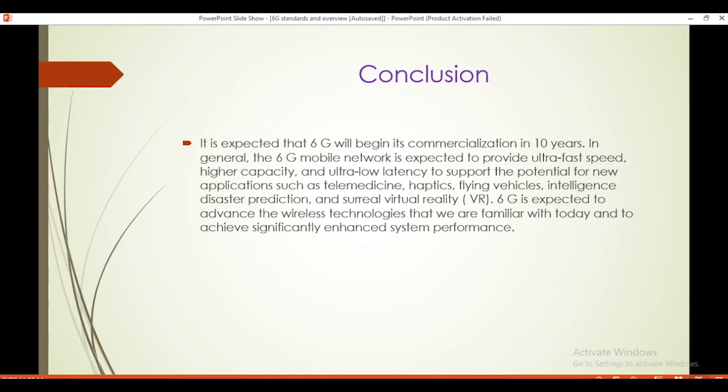significantly enhanced system performance. We can conclude 6G will give high data rate and high capacity, extreme coverage from space to undersea or underwater networks, low latency, low energy, and massive connectivity, worldwide massive connectivity.